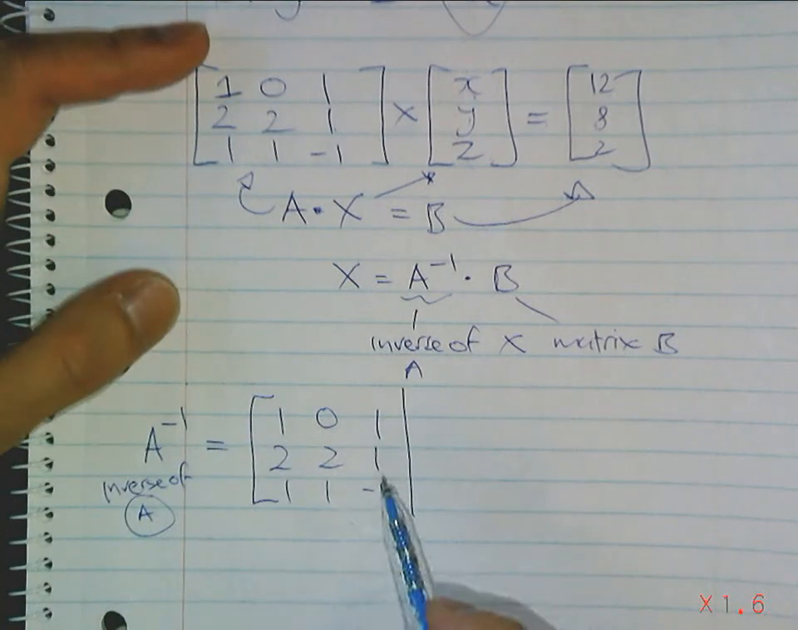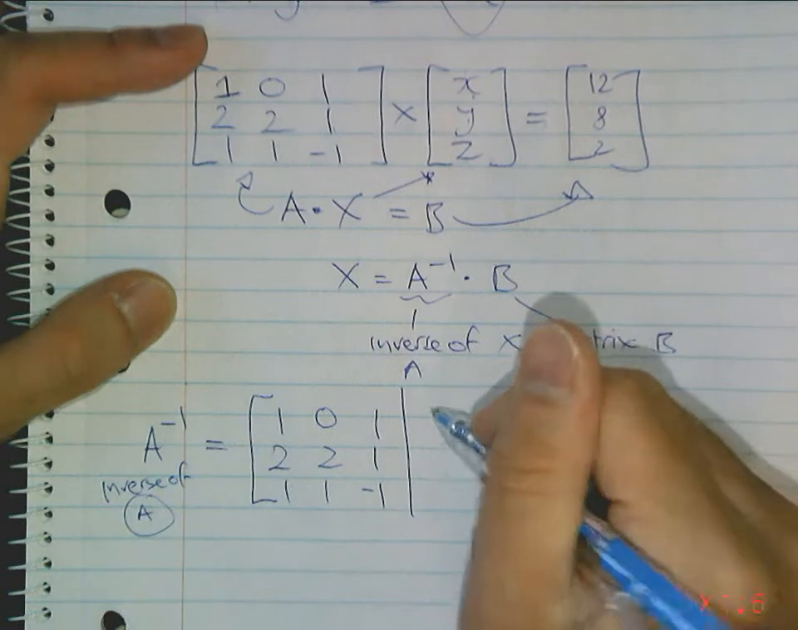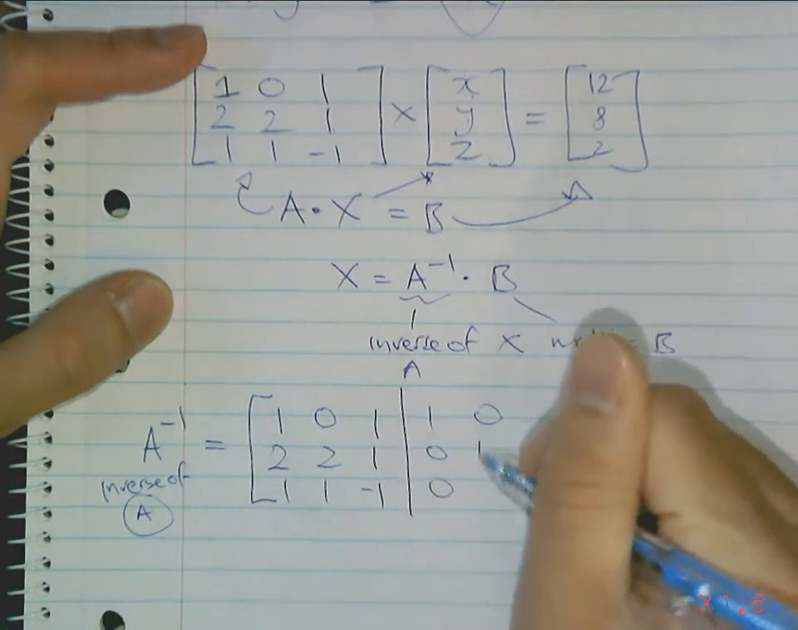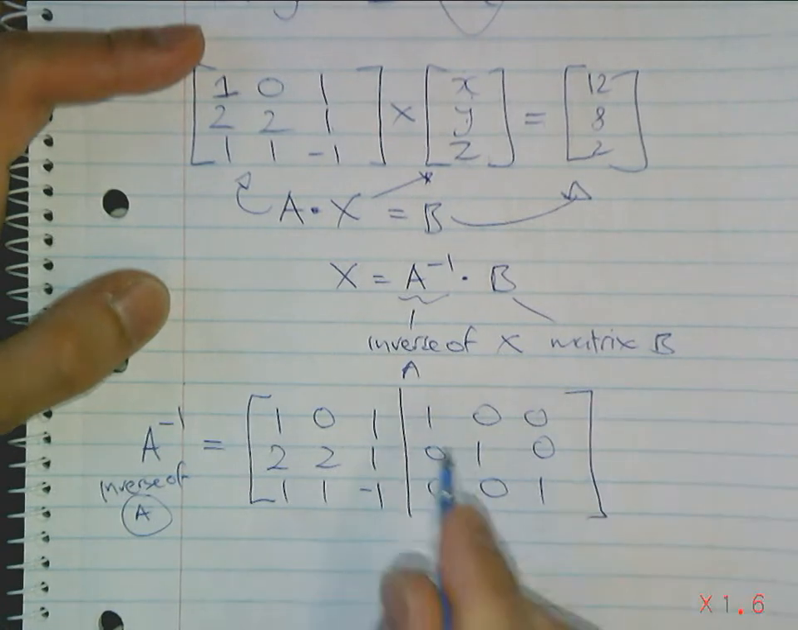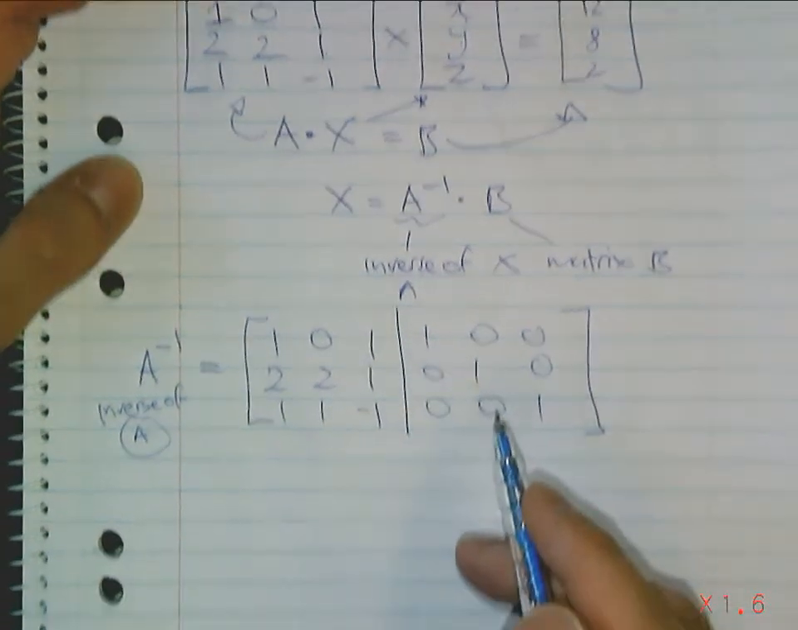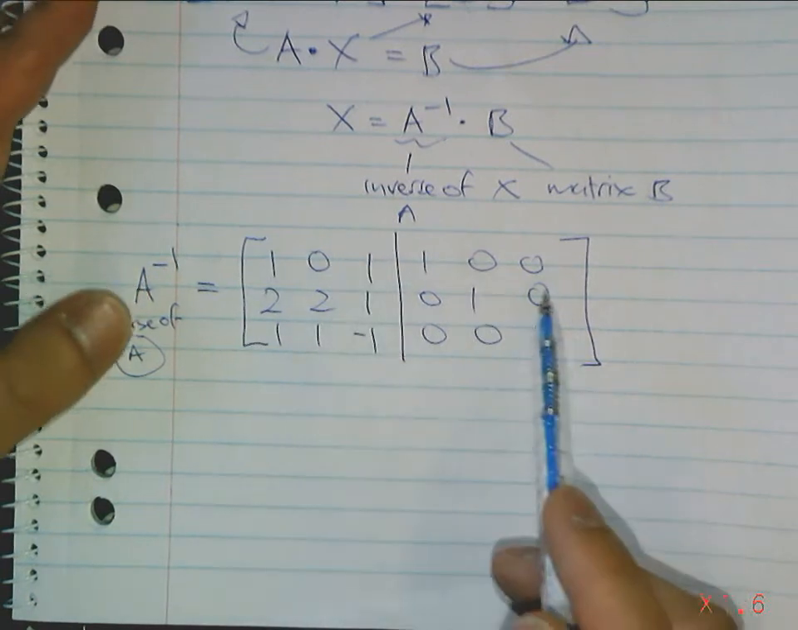So the identity matrix is just 1s on the diagonal, everything else is 0. So since this is a 3 by 3, we've got 1s on the diagonal, everywhere else is 0. Okay, now we're going to use Gauss-Jordan to solve for this. And how do we do that?